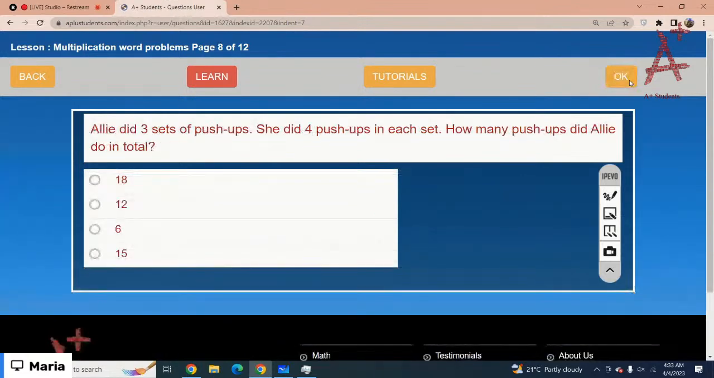Okay, Ali did 3 sets of push-ups. She had 4 push-ups in each set. How many push-ups did Ali do in total? So you have to do 4 times 3. Got it? So 4 times 3 is 12. Got it? That means the total push-ups she did is 12. So the correct option is 12.